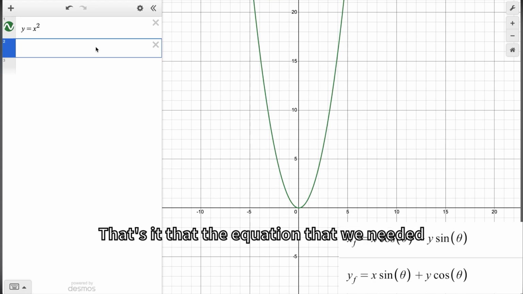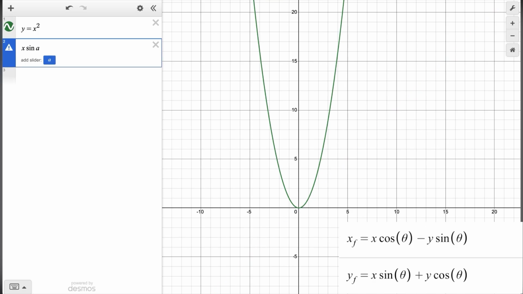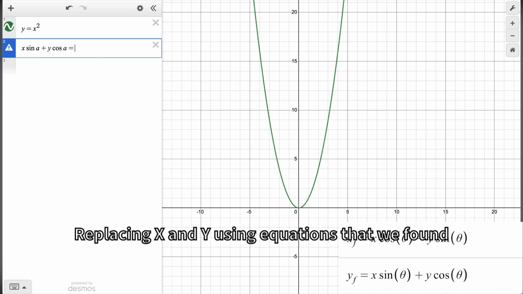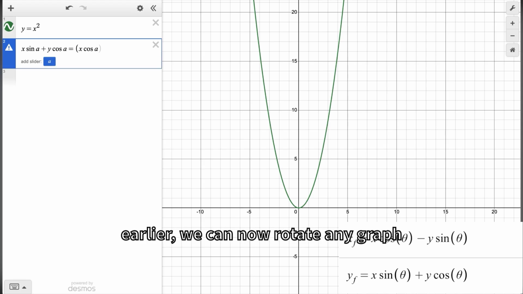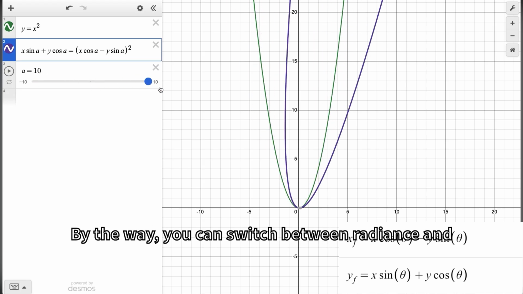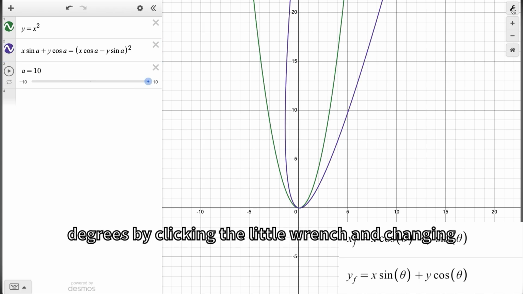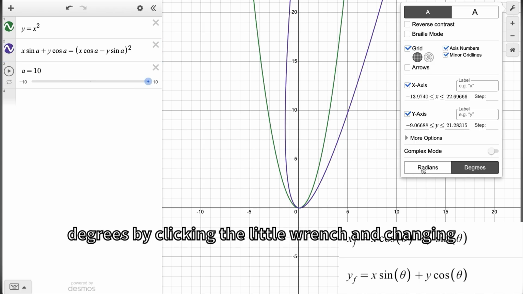That's it. That's the equation that we needed. Replacing x and y using the equations that we found earlier, we can now rotate any graph. By the way, you can switch between radians and degrees by clicking the little wrench and changing the mode.